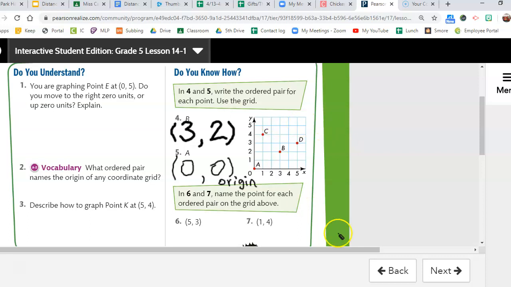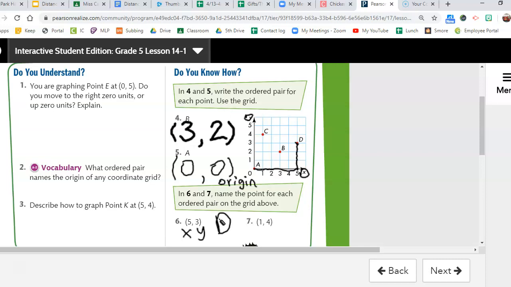All right, now we're going to look down here and we're going to name the points. Numbers 6 and 7 say, name the point for each ordered pair on the grid above. Okay, so I'm going to go 5, 3. That means I need to go over 5 because the 5 is on my x-axis. You can see the x right there to remind you. I'm going to go over until I get to 5, and then I'm going to stop. And then I'm going to go up 3, which is my y-axis. You can see that up here to remind you. So I'm going to go up 3: 1, 2, 3. And when I get there, I land on point D. So 5, 3 is point D.